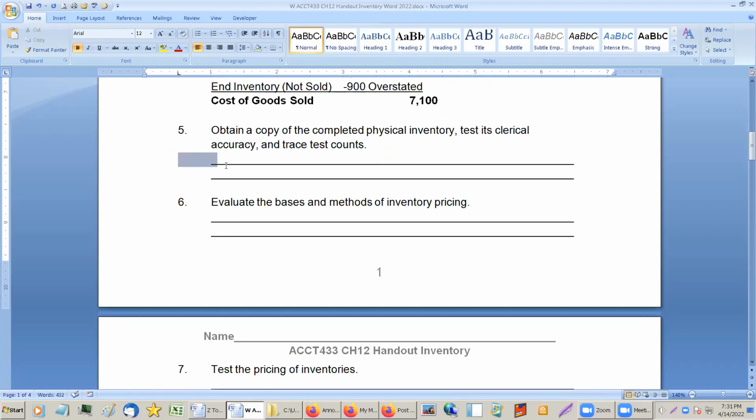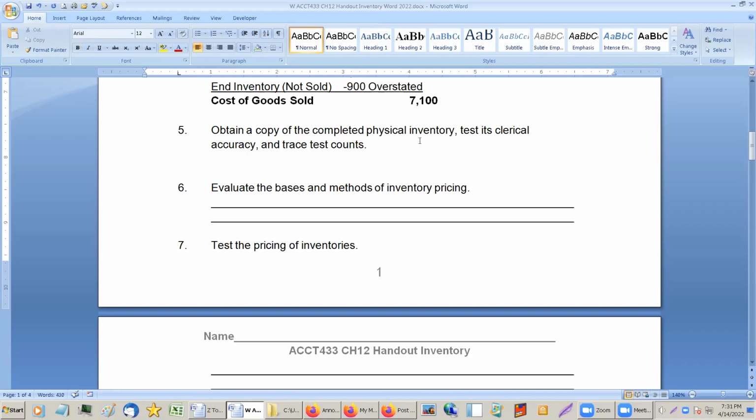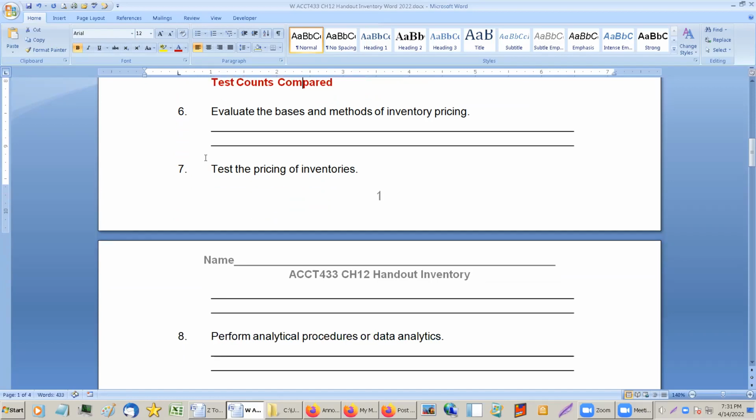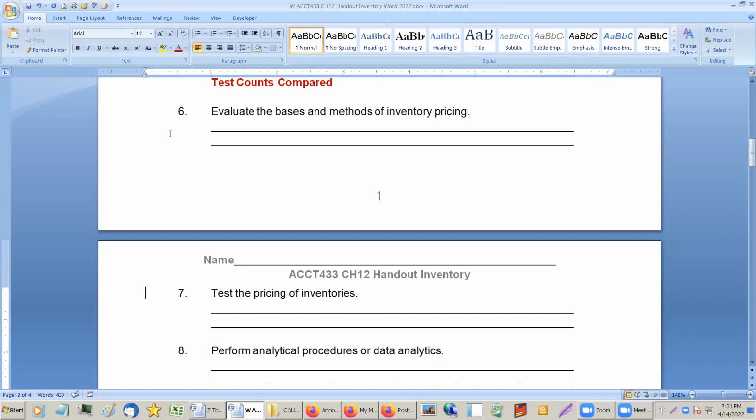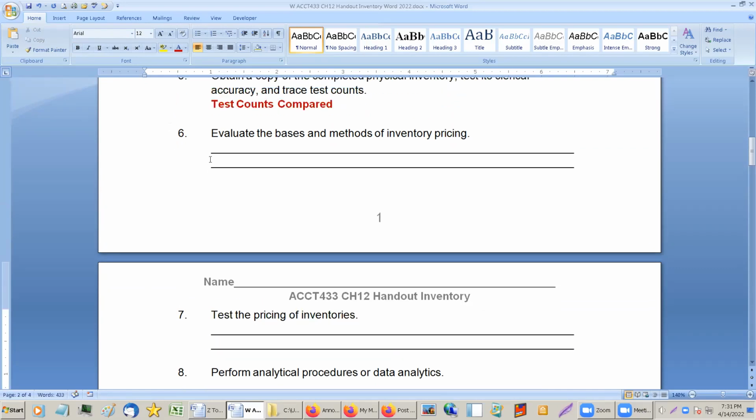Okay, obtain a copy of the completed inventory. Check to test the clerical accuracy and trace test counts. Again, the big thing there is the test counts. You will also check the clerical accuracy of it, don't get me wrong, but unless something strange happens, that should be pretty much fine. Okay, 6 and 7 are actually very, very important.